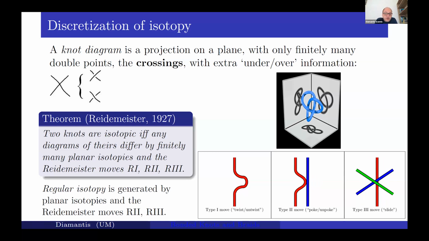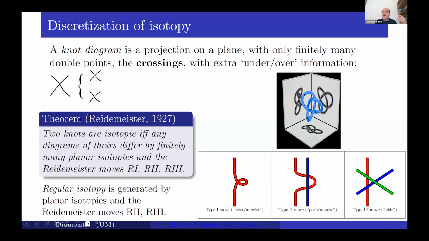If we exclude the Reidemeister 1 move, then the resulting equivalence is called regular isotopy. All right, and that's going to be very important for us. So we have two different types of isotopies: regular isotopies, which means that two knot diagrams differ by Reidemeister 2, Reidemeister 3, and of course planar isotopies.